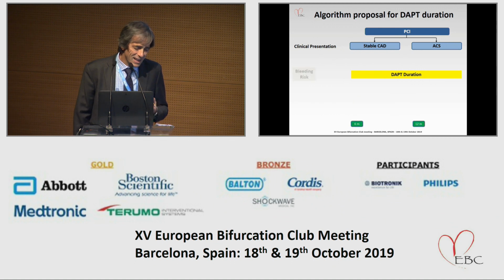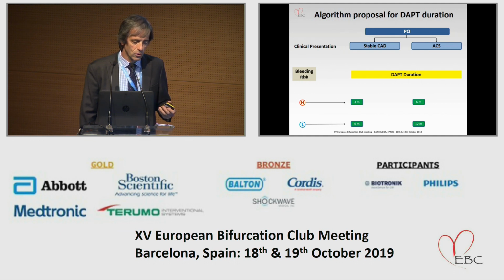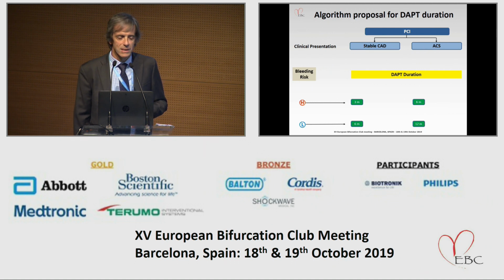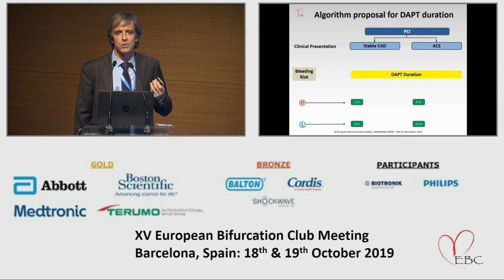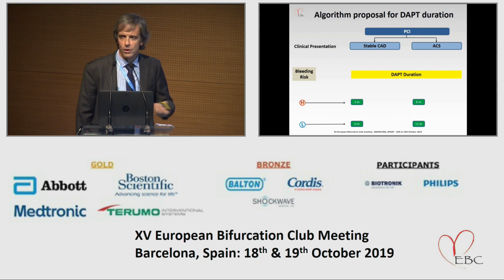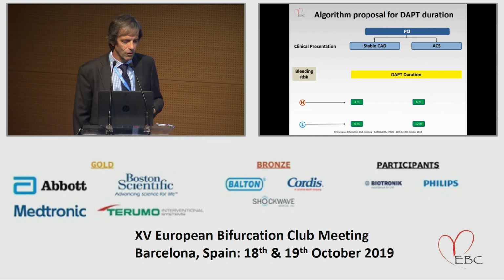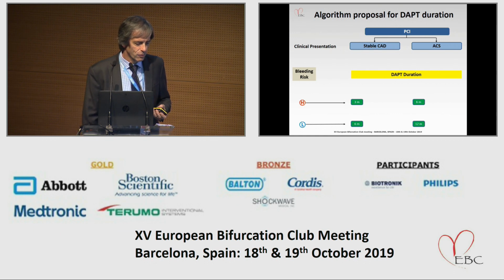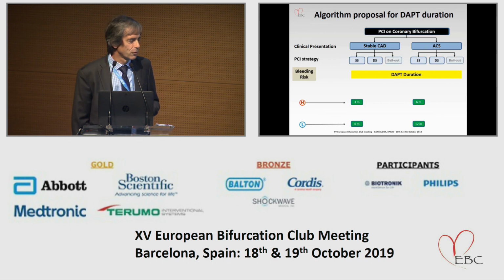But they can be modulated on the basis of the bleeding risk. So we have to put the patient on 6 months if there is stable coronary artery disease, on 12 months if it's an acute coronary syndrome. We can decrease if the patient is judged at high risk. Not in this case; we'll go through the 4 definitions of high bleeding risk derived from trials. But we are now in a meeting about bifurcation.